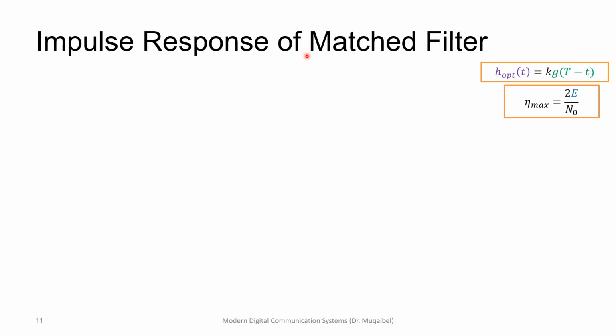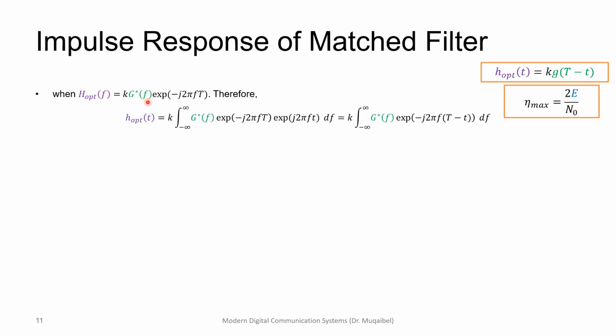Now to get the impulse response of the matched filter, we just gave you the frequency domain, so I will start from the frequency domain. That's the optimal transfer function. If you do the inverse Fourier transform, I'll get this expression here. I just substitute this expression multiplied by the exponential to get the inverse Fourier transform. That's the time domain. You notice that after the multiplication, we can join the two exponents. We get the following expression.